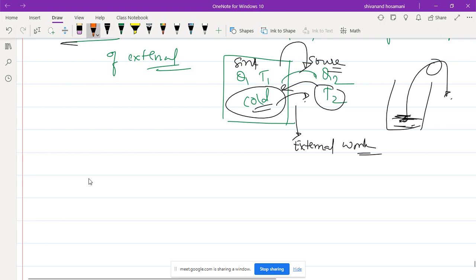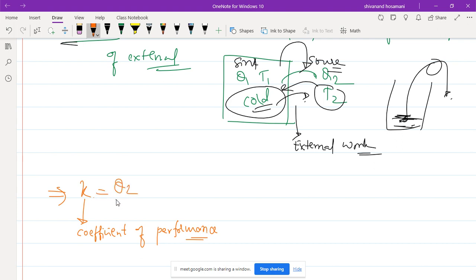For a refrigerator it is defined as K, where K is the coefficient of performance. So K is equal to Q2 divided by W. This K is equal to Q2 divided by Q1 minus Q2, because the work done is only the change in the heats. So that is equal to Q2 divided by T1 minus T2.